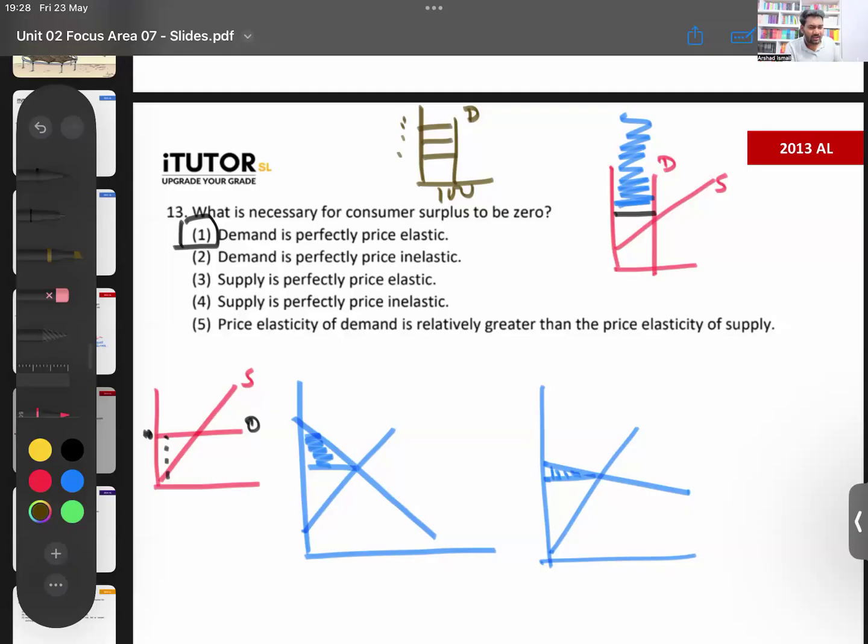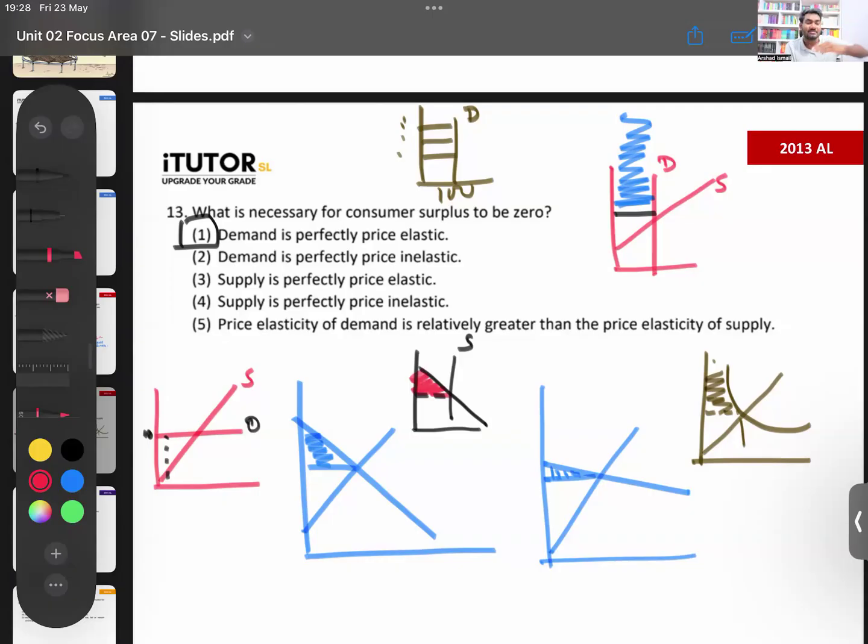If the demand is unitary elastic, draw and see. It might not touch the axis, so you will have a part for consumer surplus. Producer surplus will be zero if supply is perfectly elastic, like someone asked me before also. Let me draw and see. If supply is perfectly inelastic and demand is like this, the red area is consumer surplus. They're asking you for a situation where consumer surplus is zero. So consumer surplus will be zero if the demand is perfectly elastic, not in any other situation.